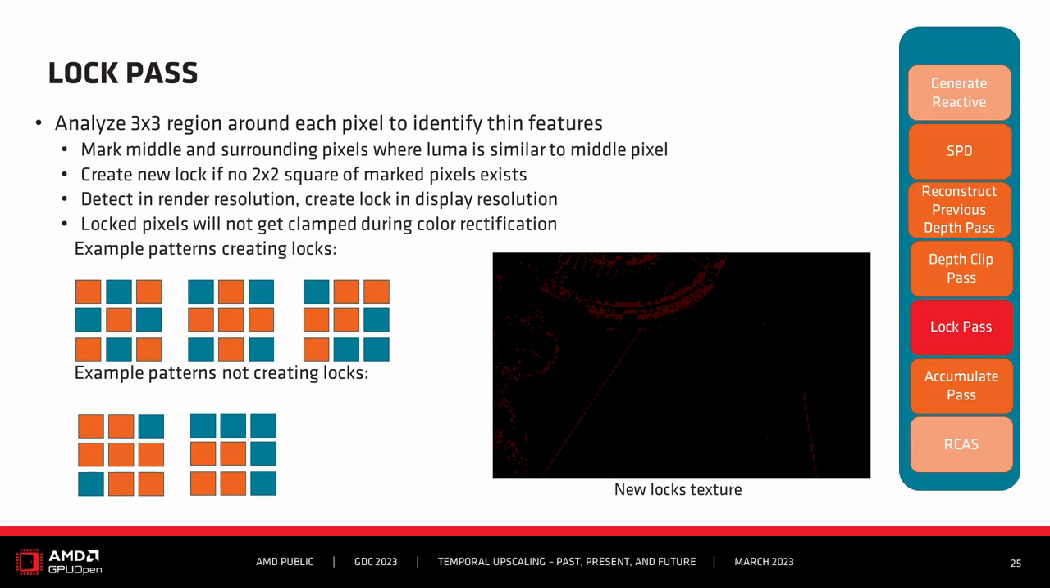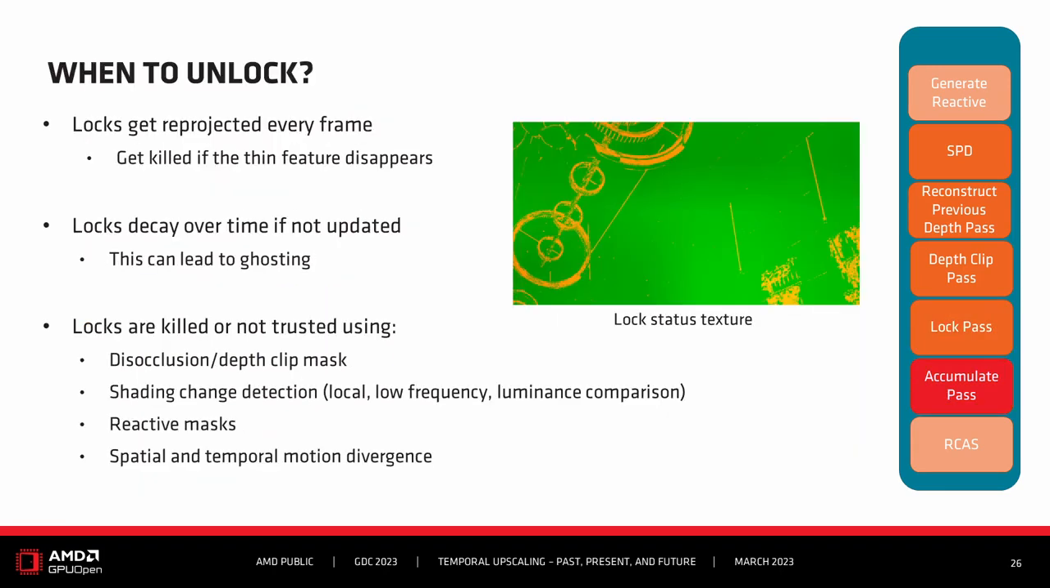Now that we have a mechanism to generate locks to preserve thin features, we want a way to unlock them as well. So first of all, the locks get reprojected with the motion vectors to keep track of the location of the locks, and the locks will decay over time. So after a certain time, if the lock is not being refreshed, it will disappear automatically. And then there's some manual ways to remove locks.